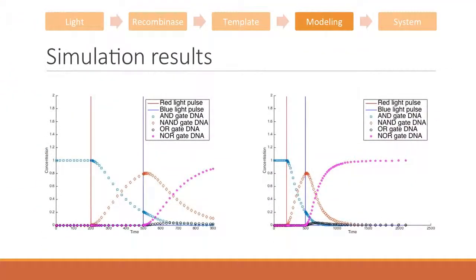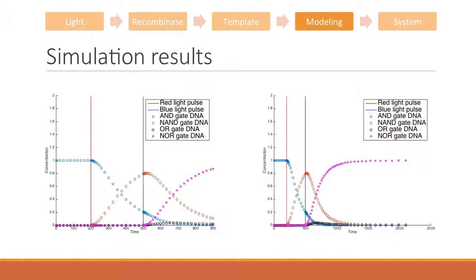Here's a more complex simulation. Here, we have a spike of red light at time 200 and a spike of blue light at time 500. At first, we see the AND DNA beginning to drop off as we see the rise of NAND DNA. However, once the blue light pulse hits at time equals 500, then both integrases are present in the system. That means that both NAND and OR DNA are rapidly being converted into NOR DNA, which results after both recombinases have successfully excised their respective pieces of DNA.